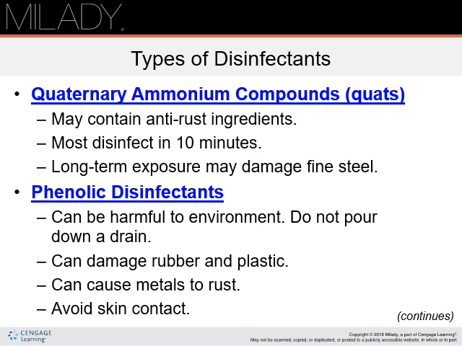Phenolic disinfectants. Powerful disinfectants, known as tuberculocidal, are a form of formaldehyde. Can be harmful to the environment. Do not pour down a drain. It can damage rubber and plastic, and can cause metals to rust. Avoid skin contact. It has a high pH and can cause irritation.